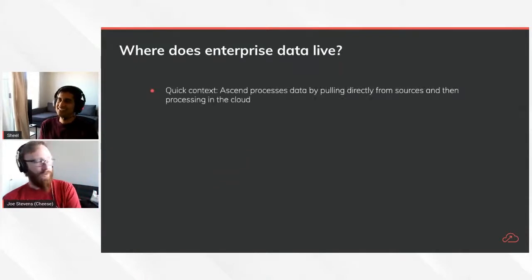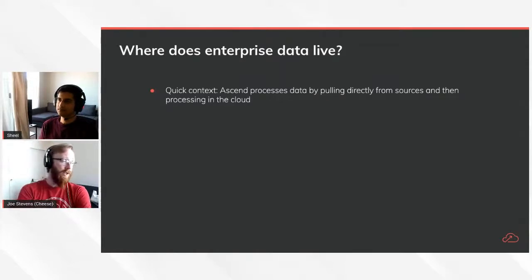So first off, where does enterprise data actually live? A little bit of context. So Ascend processes data by pulling data in from customer data sources and then processing it internally in the Ascend cloud environment. So what this means is that we do still need to actually get the customer data from wherever it lives, but then we just iterate internally.